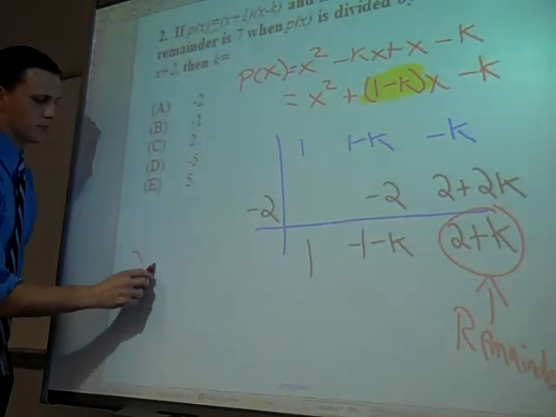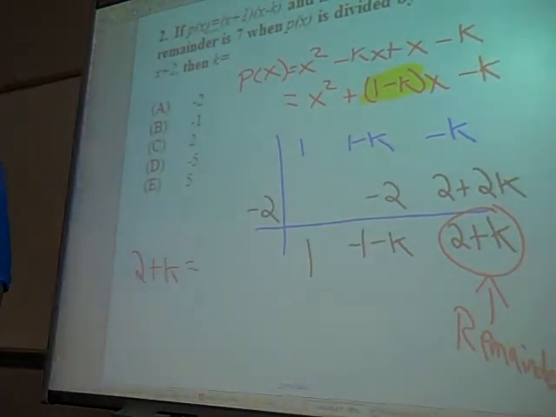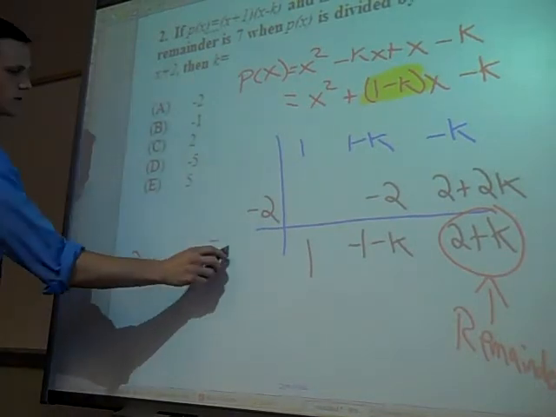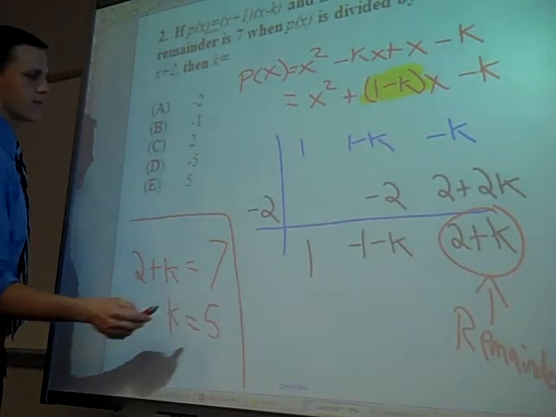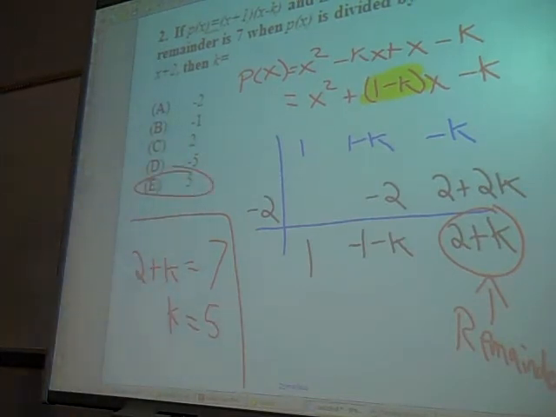So we say 2 plus k must equal whatever the remainder is. And what did they say the remainder was? 7. All right, so that means that k equals 5. All right, so the hard part there is synthetic division.